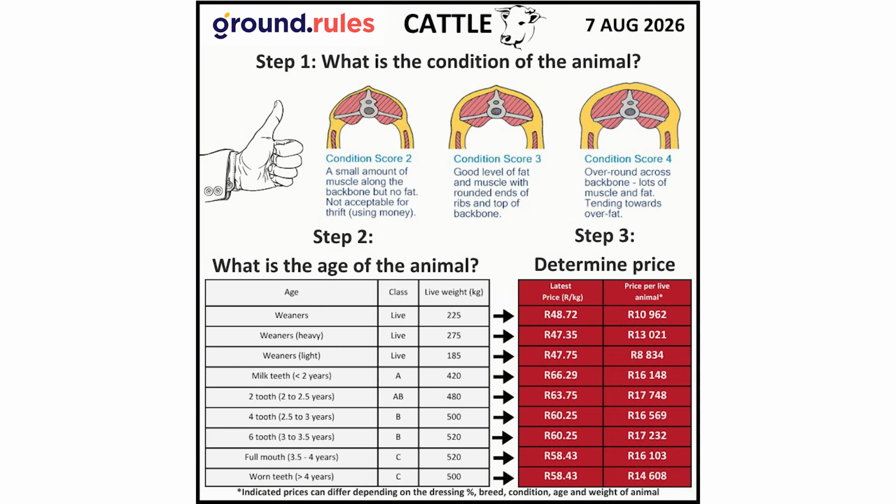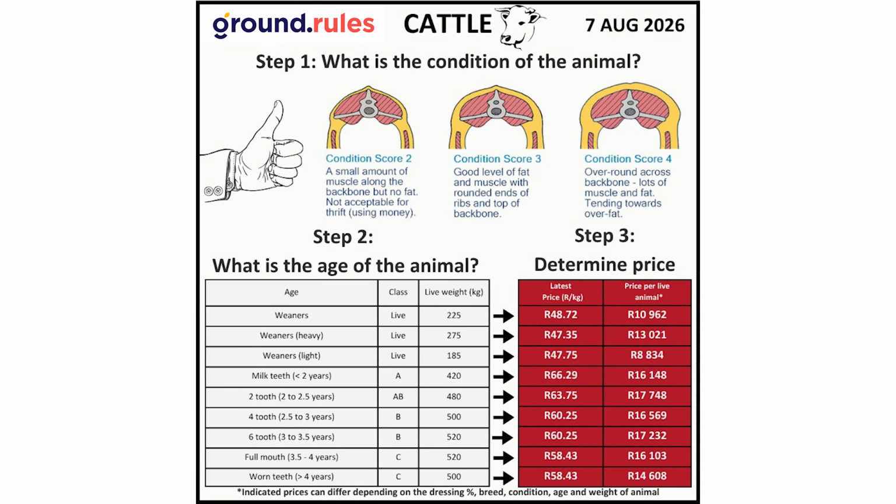Start off with cattle. What could the animal be worth? Let's say you've got a typical 225 kilogram weaner. The latest price shown here is 48 Rand 72 cents per kilogram, giving you an indicative live animal value of around 10,962 Rand for an animal. A heavier 275 kilogram weaner is priced at around 47 Rand 35 cents per kilo, translating roughly to 13,021 Rand per animal. And a lighter 185 kilogram weaner at 47 Rand 75 cents per kilo comes in at around 8,834 Rand for an animal.